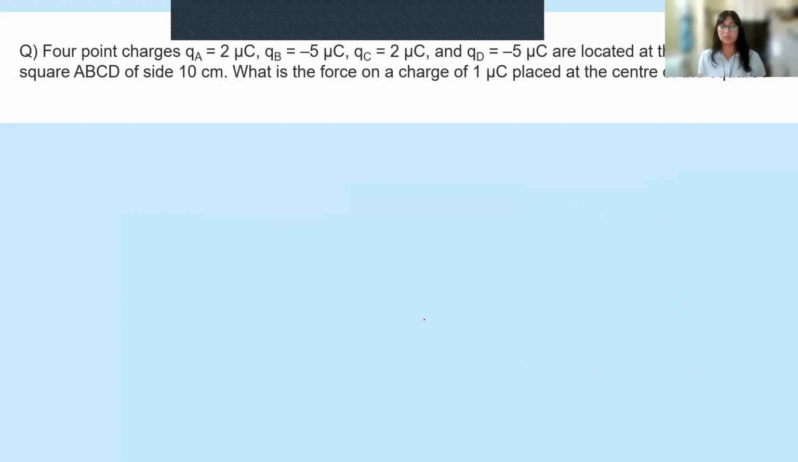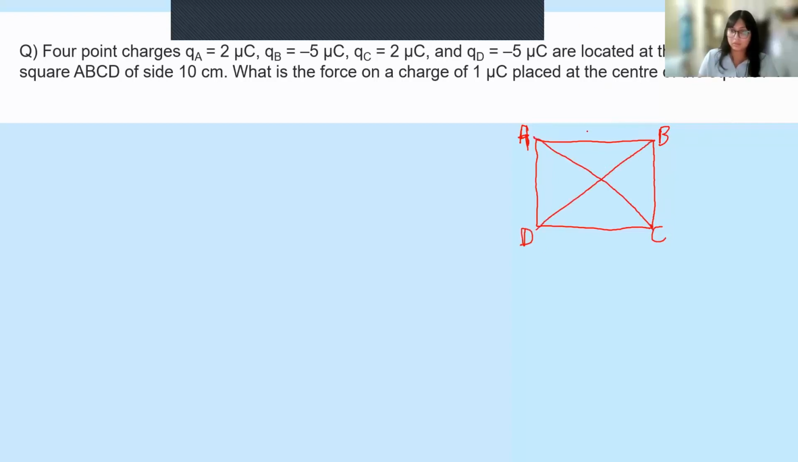Now we will understand how the direction of the forces matters, whether they are like charges or unlike charges. Suppose you have 4 point charges at the corners of a square ABCD of side 10 centimeters. What is the force on a charge of 1 microcoulomb placed at the center of the square? Suppose this is a square, you have A, B, C, D, and you join them.